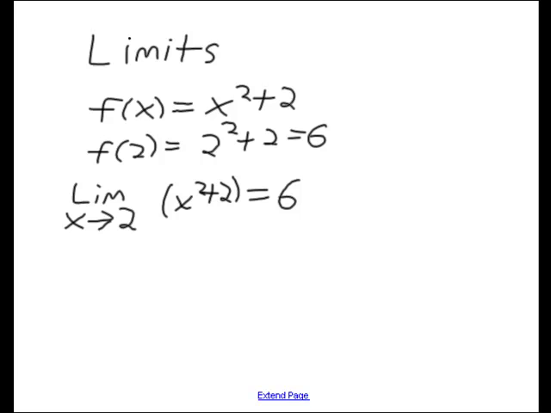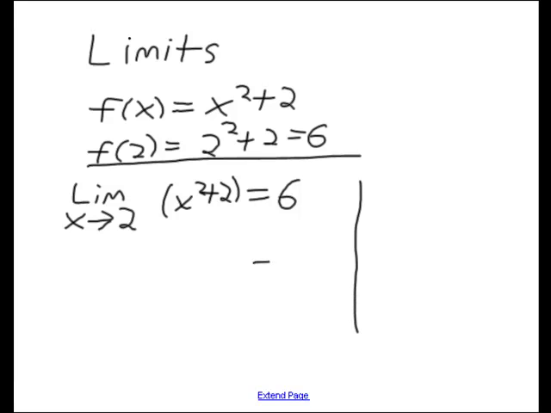However, in our first example, when I said what is f of 2, we're talking about what is the value of the function when x is 2. When we're talking about limits, we're talking about what it is approaching. So as you're getting infinitely close to 2 with our x value, what is y getting close to?